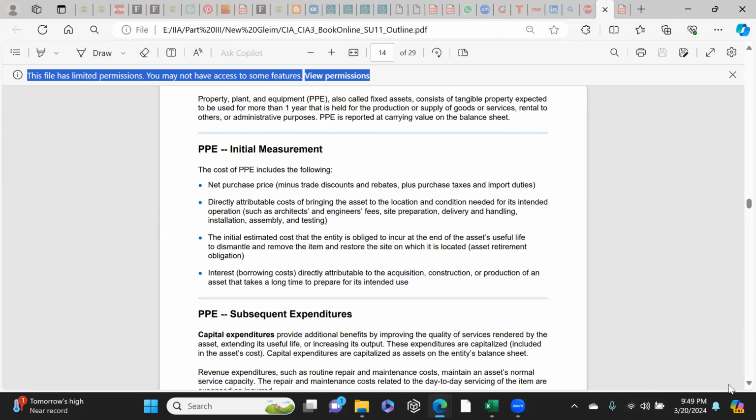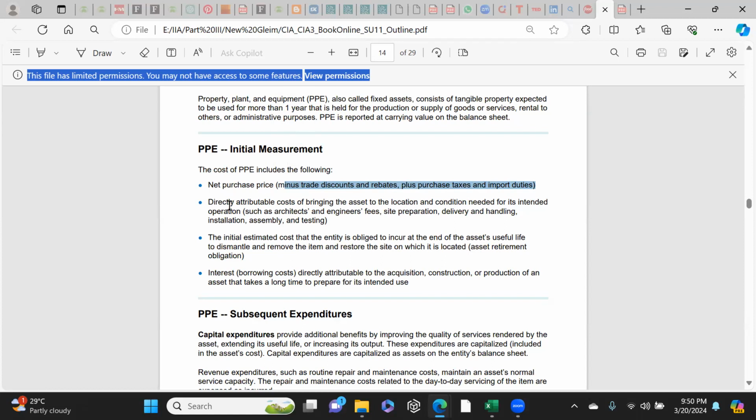Now, this is a little bit of simple, straightforward theory. So, the initial value of the plant and equipment will be our purchase price, obviously. Your purchase price minus the trade discounts and rebates, plus purchase taxes and import duties. All of them will be there. Net purchase price minus the discounts and rebates, plus any purchase taxes and duties.